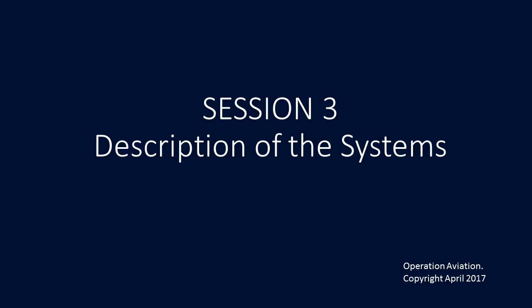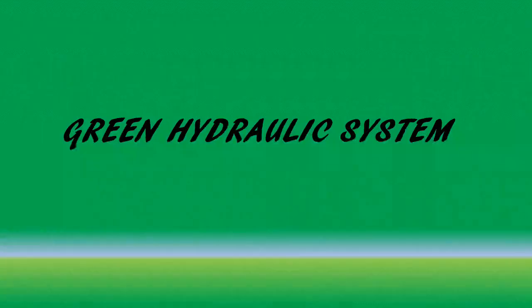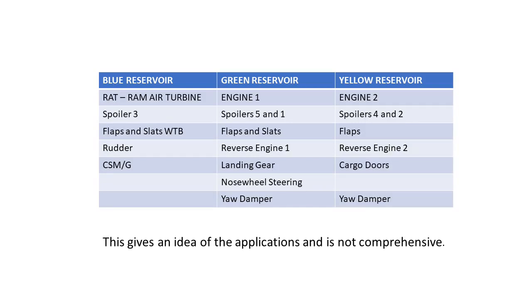All right, we are on to session 3, and this is going to be describing all 3 different systems, your green, yellow, and blue hydraulic systems. Let's go ahead and start with our green system. The green main hydraulic system is just one of the 3. And what is this supplying power to? It's going to be the landing gear and doors, and that includes the nose wheel steering, also the number 1 engine thrust reverser, normal braking system, some of the flight controls, and also the power transfer unit.